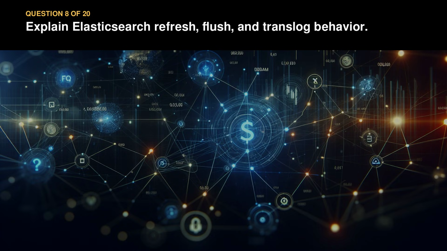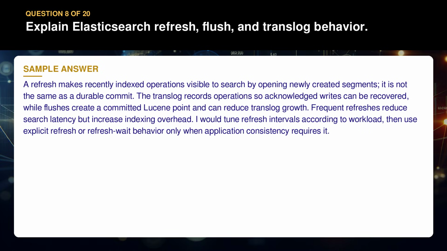Question 8. Explain Elasticsearch refresh, flush, and translog behavior. A refresh makes recently indexed operations visible to search by opening newly created segments. It is not the same as a durable commit. The translog records operations so acknowledged writes can be recovered, while flushes create a committed Lucene point and can reduce translog growth. Frequent refreshes reduce search latency but increase indexing overhead.